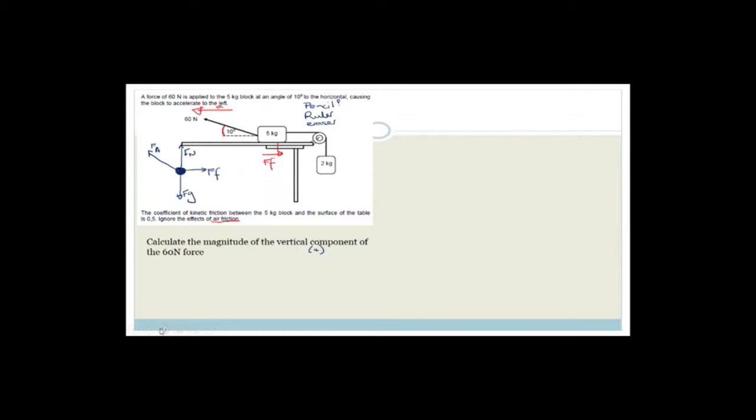Now it says, calculate the magnitude of the vertical component of the 60 Newton force. So they want the 60 Newton force broken up into a horizontal component and a vertical component, and they want the vertical component FV. Now this drawing here should have been a fairly easy level 1 question. Well, level 1 is actually memorization. This is a level 2 question. I know that a lot of students still struggle with the free body diagram, but this question here is definitely an easy question.